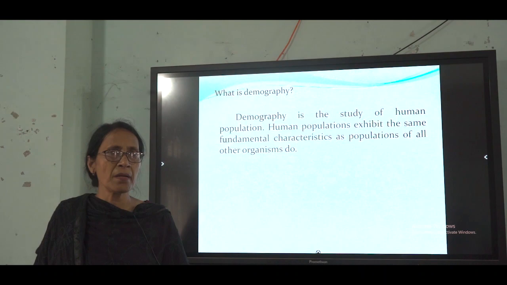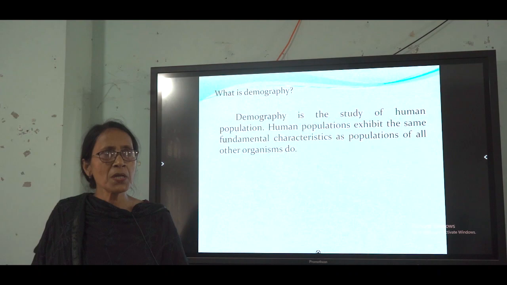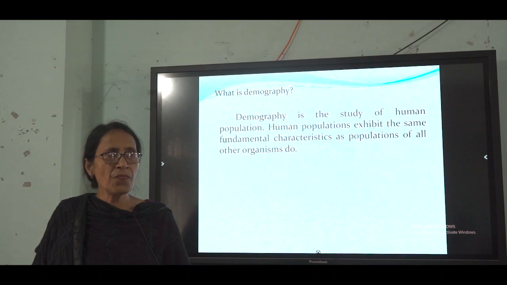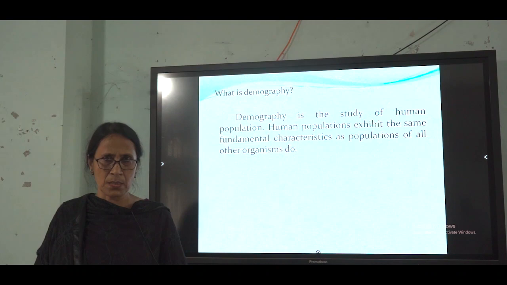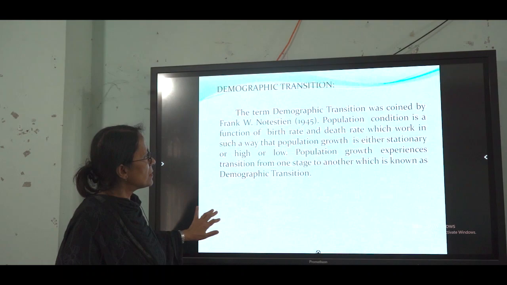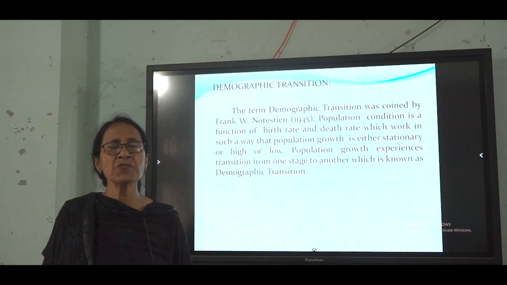But population geography generally studies space. As we know, the space which is modified by the presence of man over the surface of the earth is very important for the geographer to study. So the population size and how it is related to different areas, different regions, different countries.